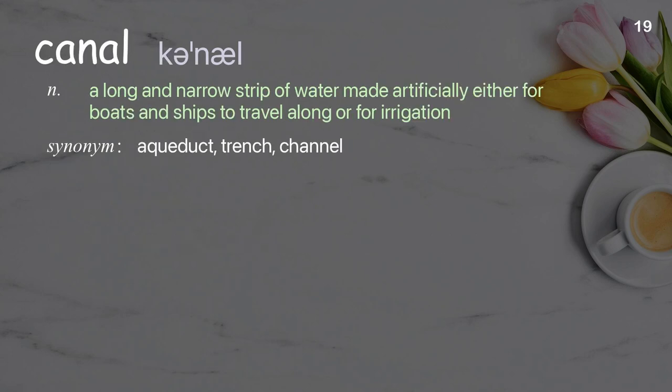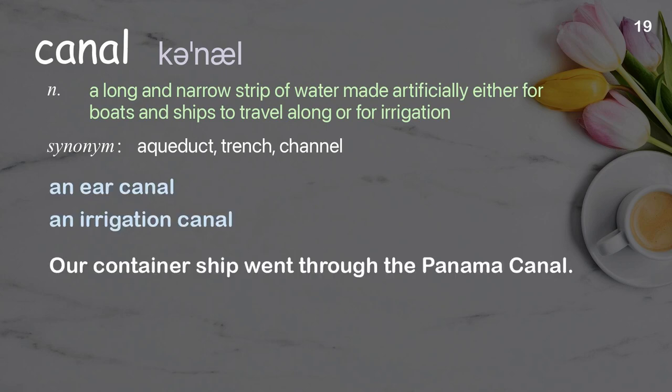Canal. A long and narrow strip of water made artificially either for boats and ships to travel along or for irrigation. Examples. An ear canal. An irrigation canal. Our container ship went through the Panama Canal.